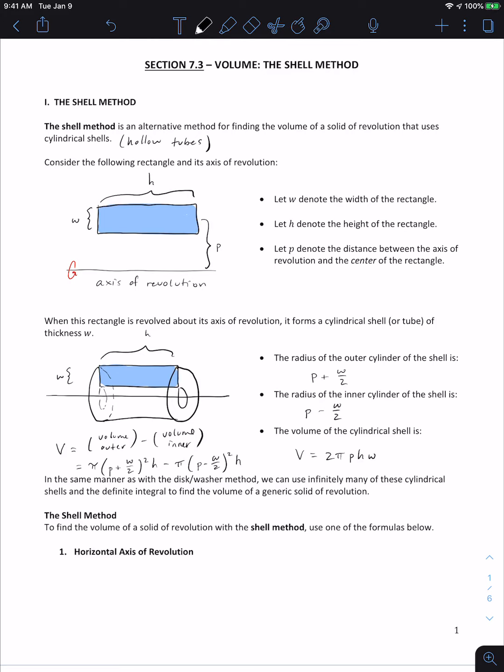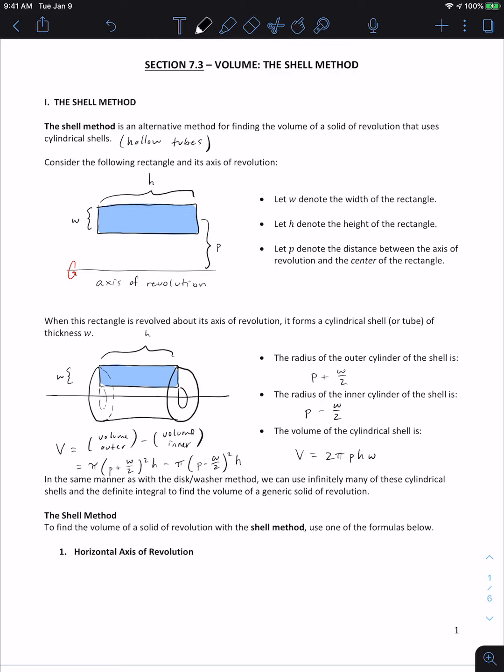Let's think about what we did in the case where I had disks and washers. Remember, I had the solid of revolution, and I added up infinitely many disks inside of there. Or actually, I put n of those disks in there, and then I took the limit as n goes to infinity, and that gave me the volume of that shell. Same thing here.